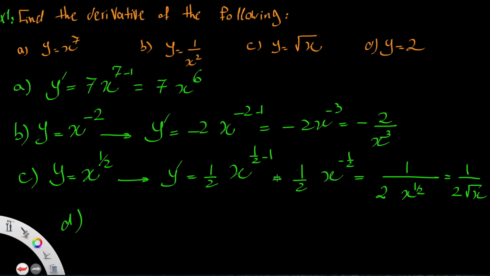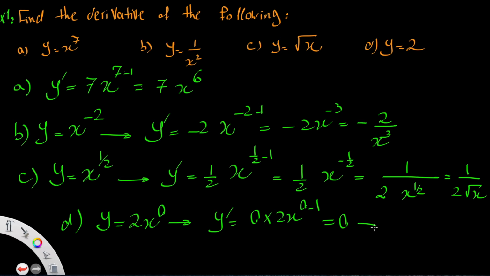And part D, y is equal to 2. Actually the power of x is 0, because x to the power of 0 is 1. So 2 is actually 2x to the power of 0. Now the differentiation will be 2, multiplied by the power, then x to the power of 0 minus 1. No matter what, it is multiplied by 0, so it will give you 0, so y prime will be 0. Now it makes sense.